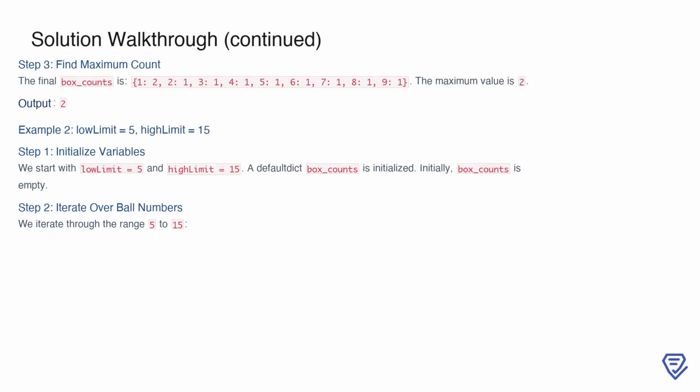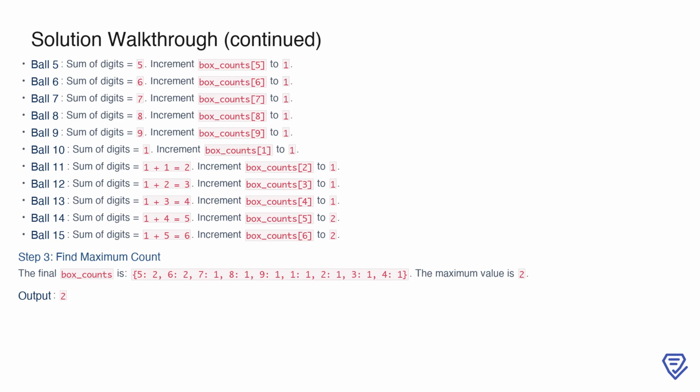Now, let's consider another example where low limit is 5 and high limit is 15. We follow the same process, initialize a default dict for boxCounts and iterate over all the numbers in the range. Starting with ball 5, the sum of its digits is 5, so we increment the count for box 5 to 1. For ball 6, the sum is 6, so we increment the count for box 6 to 1. This pattern continues for balls 7, 8, and 9, where we increment their respective boxes to 1.